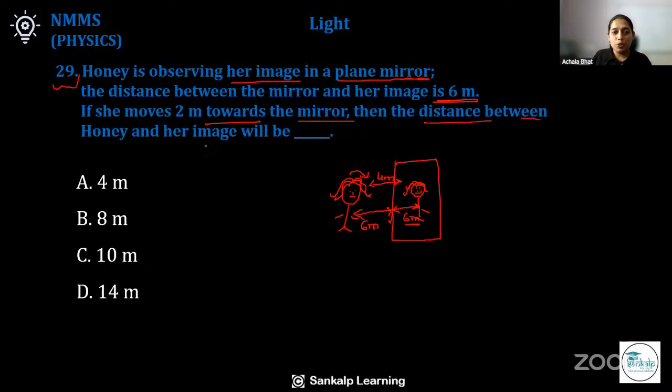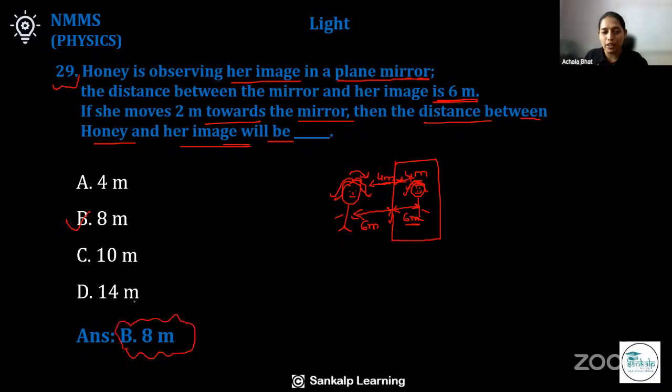Then the distance between Honey and her image will be, see, she is 4 meter away from the mirror and the image formed will be 4 meter from the mirror. So 4 plus 4 will be 8. Therefore, the correct option is option B, 8 meters. The question is the distance between Honey and her image, which is 4 plus 4, 8 meters.